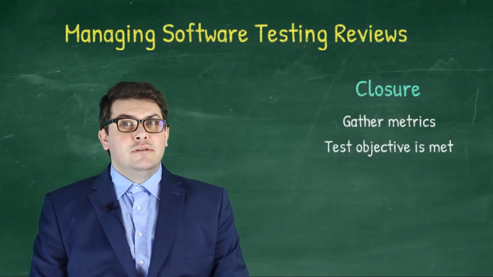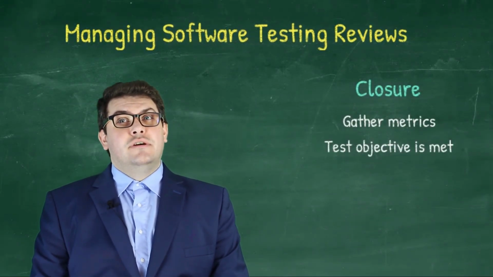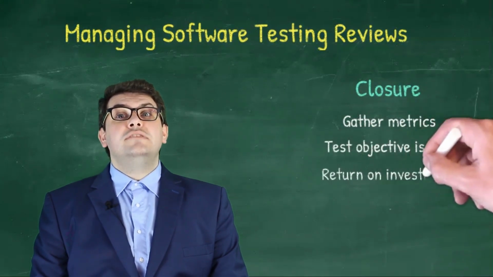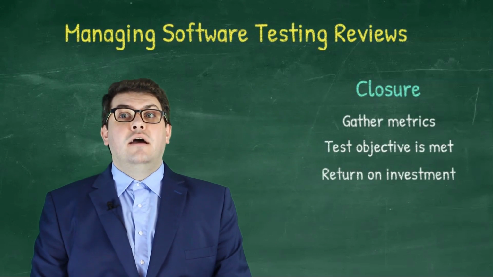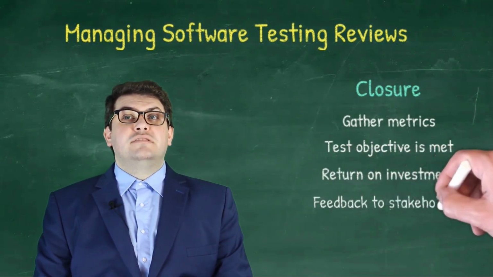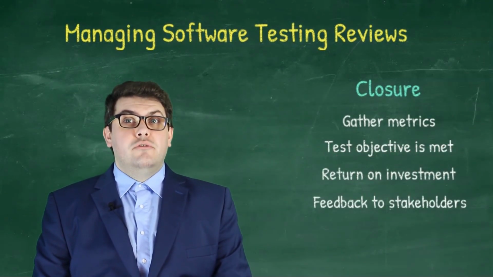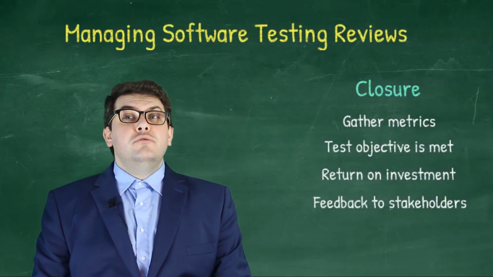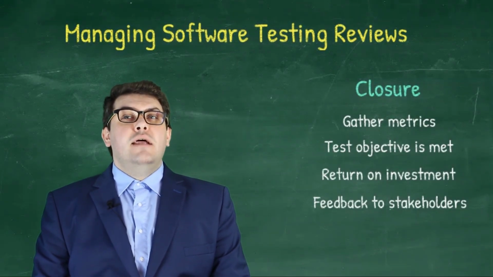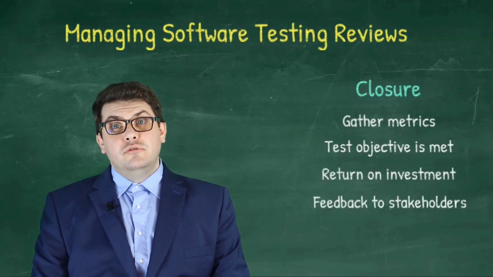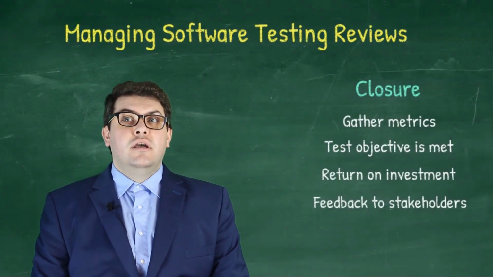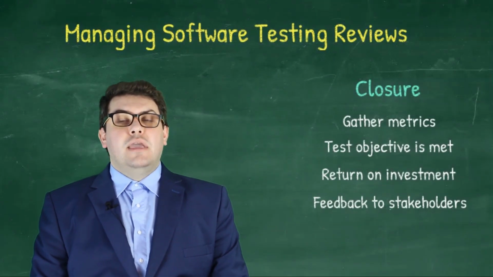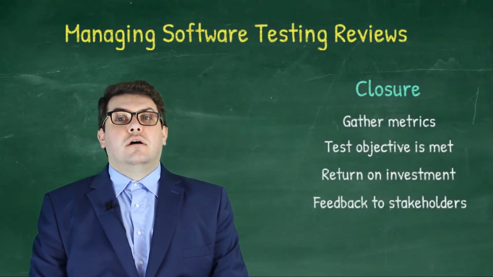After all this, when the review has finished, the review leader should always collect the review metrics and ensure that the issues identified are sufficiently resolved to meet the specific test objectives for the review. Use the review metrics as input when determining the return on investment for reviews and provide feedback information to the relevant stakeholders in order to be able to finish what was started.